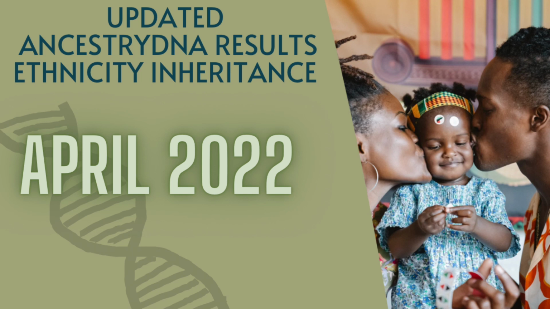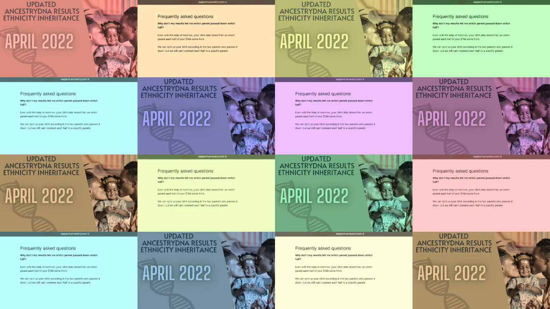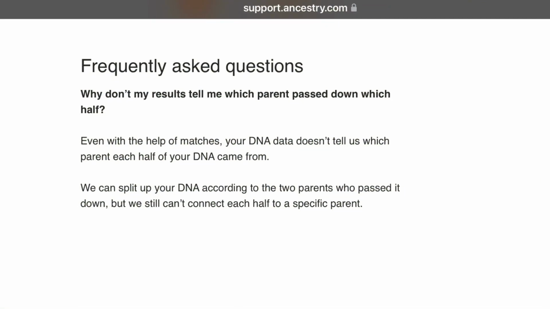In this video, we'll take a look at my updated AncestryDNA results, and we're going to look at their ethnicity inheritance feature. Here we'll start with the frequently asked questions, and here it asks, why don't my results tell me which parent passed down which half? Even with the help of matches, your DNA data doesn't tell us which parent each half of your DNA came from. We can split up your DNA according to two parents who passed it down, but we still cannot connect each half to a specific parent.